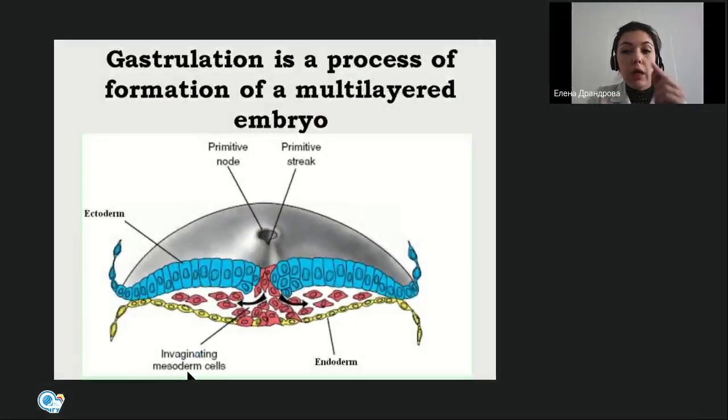So from the ectoderm, some cells start to migrate first to this primitive streak, and then from the primitive streak between ectoderm and endoderm. And such a process of formation of a multi-layered embryo or three-layered embryo is named gastrulation. Gastrulation. So such an embryo that contains three embryonic layers is named gastrula.